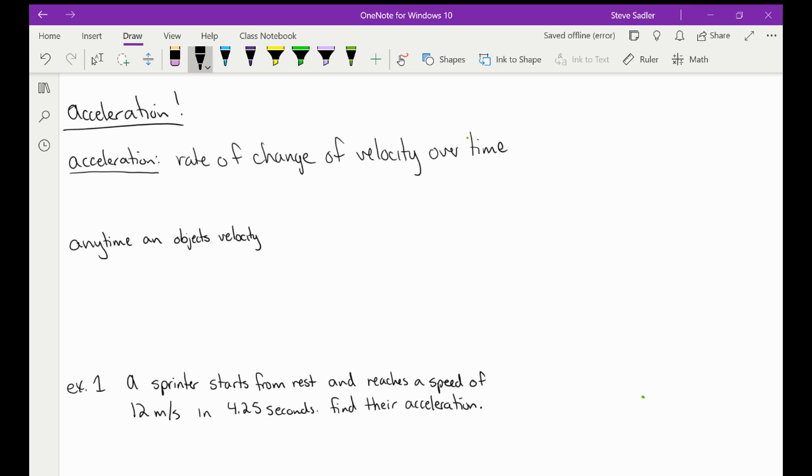So it's the rate of change of velocity over time. It is represented with an A, and that symbol is a vector quantity, which makes sense. It has velocity in it, which is also a vector, so acceleration is a vector. Anytime an object's velocity is changing, it's accelerating.